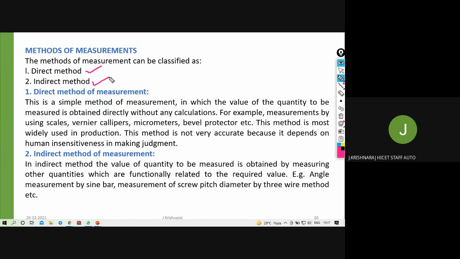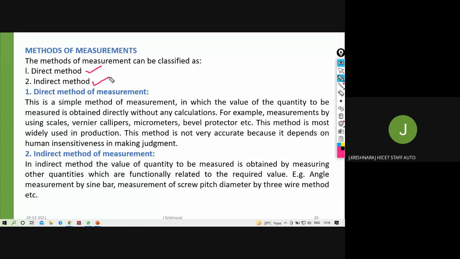The next one is the indirect method of measurements. In the indirect method, there are calculations needed to find the dimensions; it is not a direct method, so indirectly we have to calculate. We'll see simple problems for the direct and indirect methods of measurement, and how to calculate them. In the indirect method, the value of the quantity to be measured is obtained by measuring other quantities which are functionally related to the required value, which we cannot get directly.